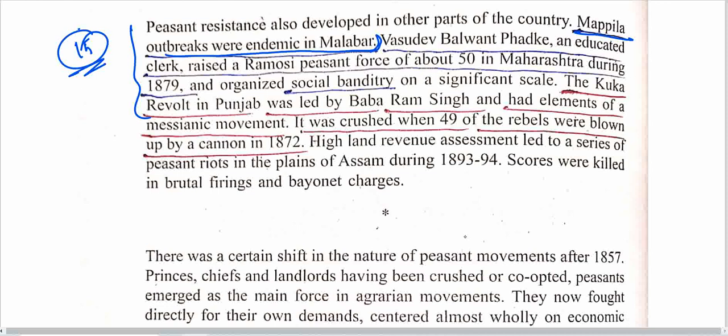15th point. Here you can see the Kuka revolt in Punjab was led by Baba Ram Singh and had elements of the Messianic movement. Kuka revolt. As I can remember, this line was already asked in the prelims. You can check the question paper. The question was actually: the Kuka revolt was from which state? It was actually Punjab. That's why I'm saying that these lines can be very, very important. It was crushed when 49 of the rebels were blown by the cannon.